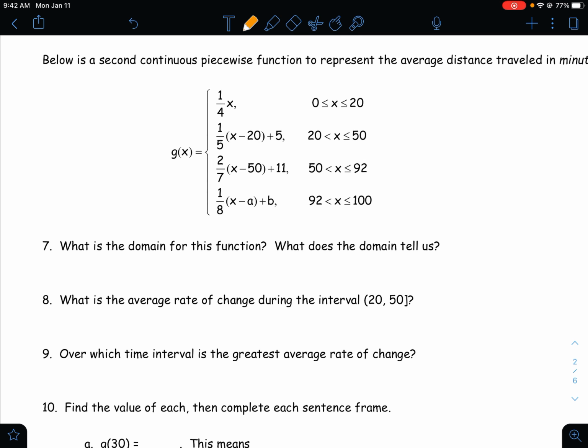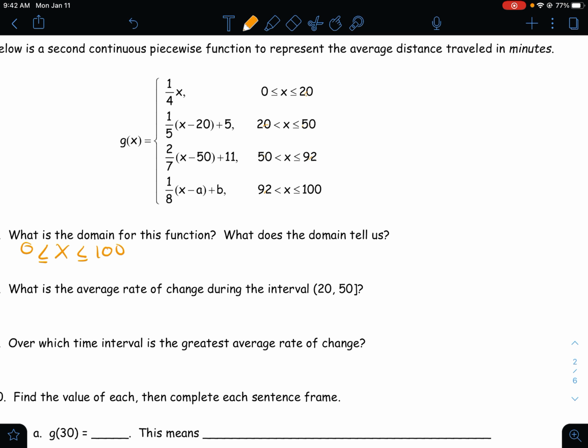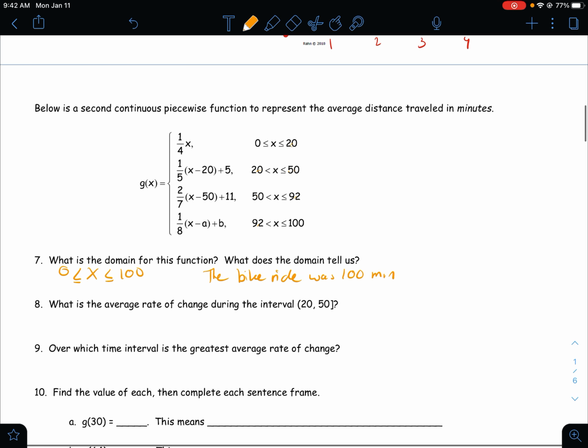So the domain for this function are your x values. And you can tell you don't skip any. It goes 20, 20, 50, 50, 92, 92. They're all represented. So we would say the domain is going to be x is greater than or equal to 0 and less than or equal to 100. What does this domain tell us? That tells us that this bike ride was 100 minutes. All right.